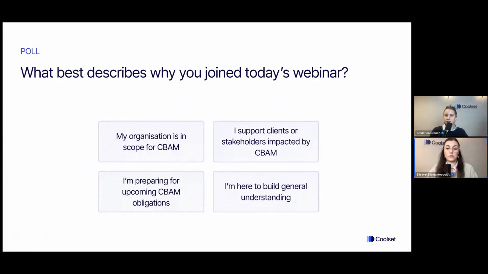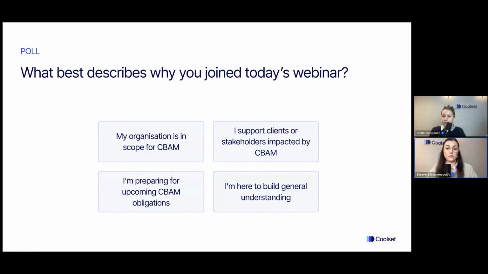Before we go on to the next part, we're going to do a poll just to understand where you're all at in your CBAM journey and what best describes why you joined today's webinar. Is your organization in scope for CBAM? Are you supporting others impacted by CBAM? Maybe you're an external supplier and you're preparing for upcoming CBAM obligations, or you're here to just build a more general understanding.